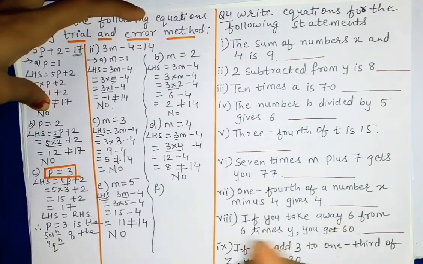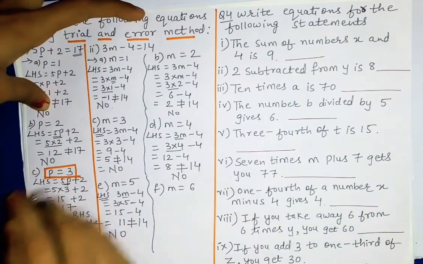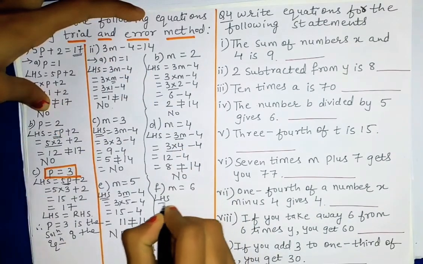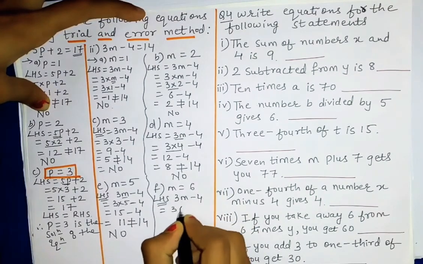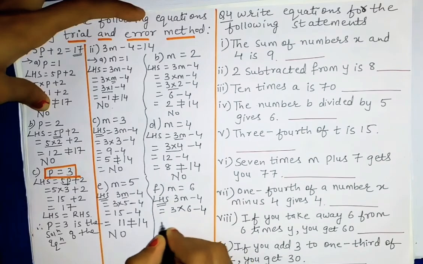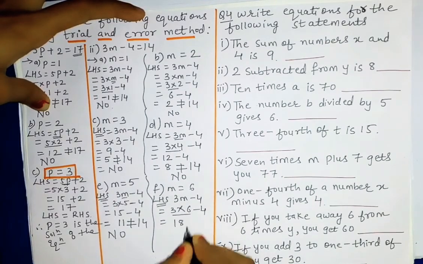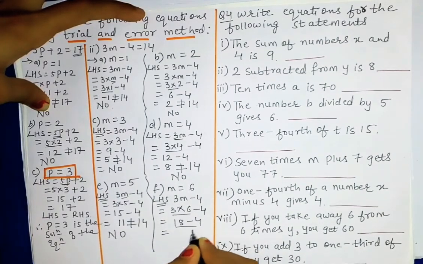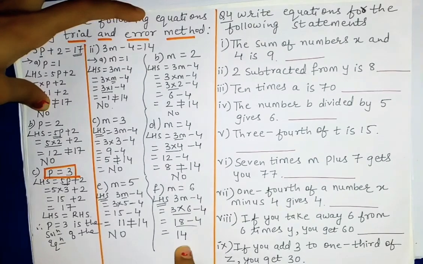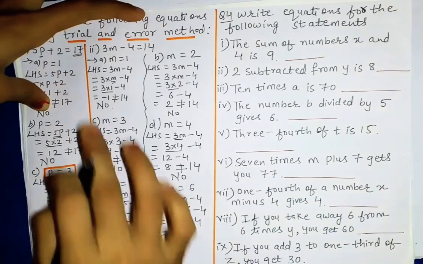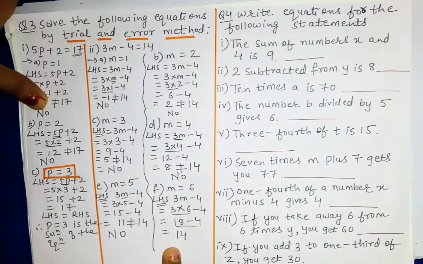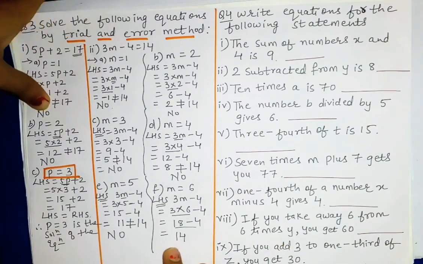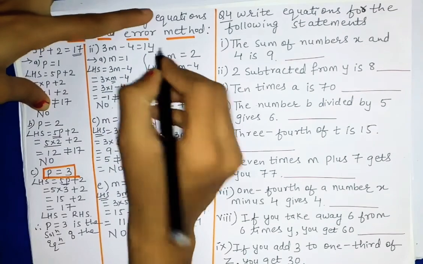Now we will try with the next value. We will take m equal to 6. So now we will keep 6 and we will check whether it is coming or not. So 3m minus 4 means 3 into 6 minus 4. So 3 sixes are 18. 18 minus 4. So 18 minus 4 is 14. See, now we got 14. So after 6 steps we are getting 14. So this way you need to go on taking values till you get the correct value of the variable. So now I got 14 and our RHS part is also 14.